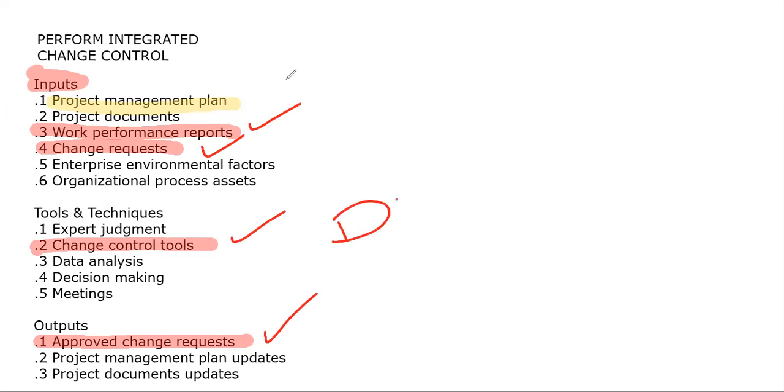And this is what I call the DNA of every process. Every process has its DNA. And in this case, the DNA for performing integrated change control is approved change request, as you can see, change control tools, see that? Change requests going in, and something a little bit unique, just a little bit unique, is the work performance reports as well. So that is one of the ways that I want you to be thinking about this stuff. What is unique? What is recurring and what is not? Let's take a look at this one more time.